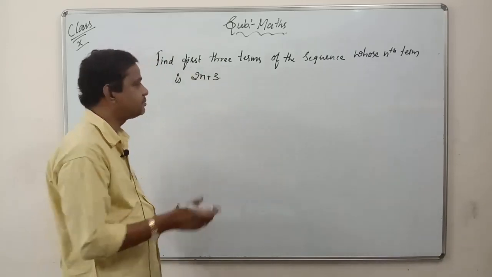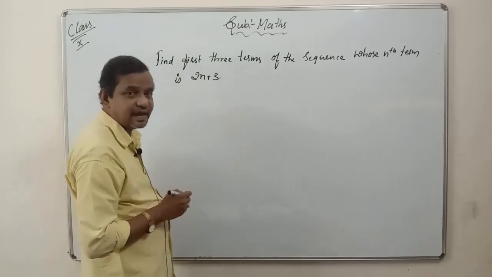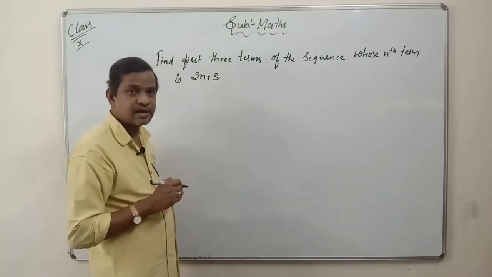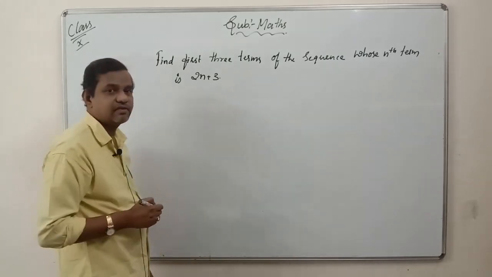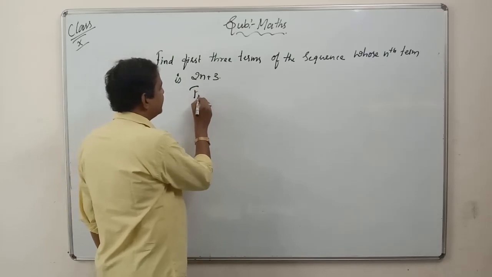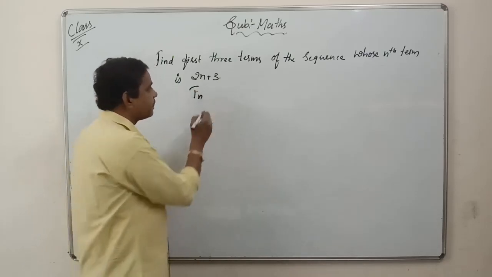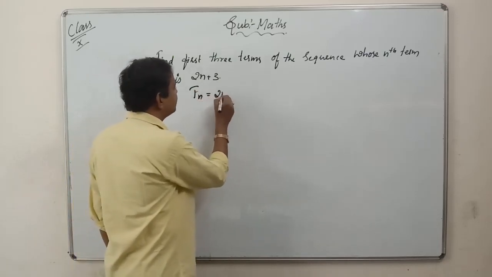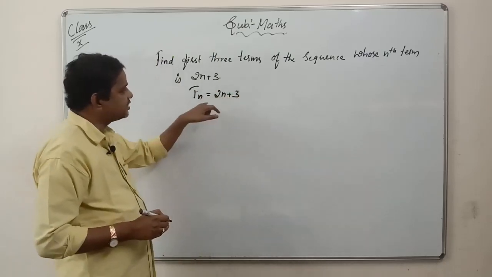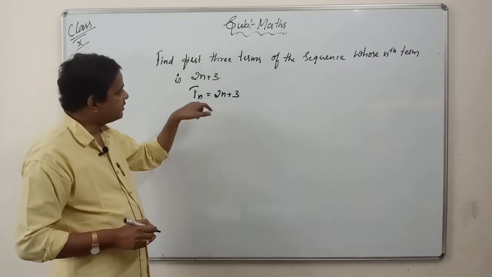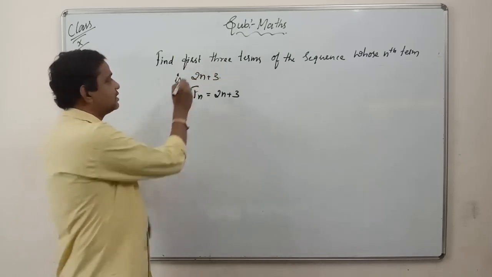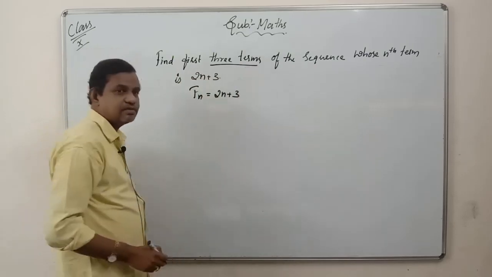It is very simple. So what is given? The nth term is given. I told you, you can write both an as well as tn. So I am going with tn. Why? Because it will be easy for you to remember also. So tn, the nth term, equals 2n plus 3 as mentioned. If the nth term is 2n plus 3, what will be the first three terms? So let us see.